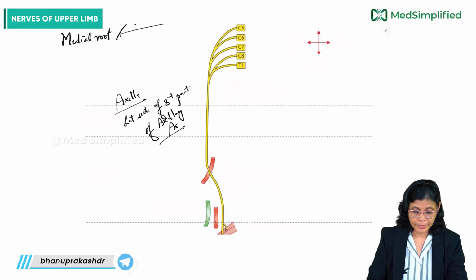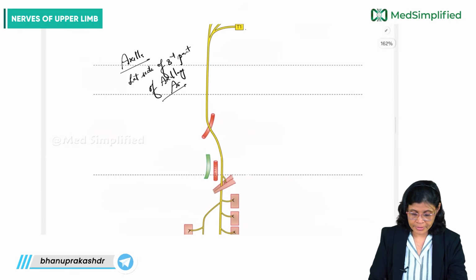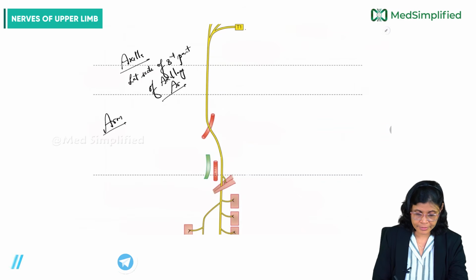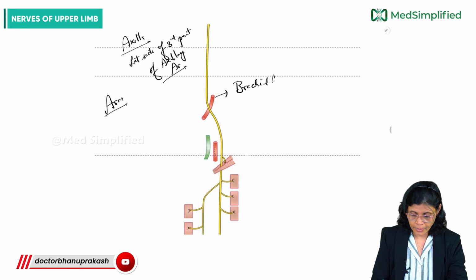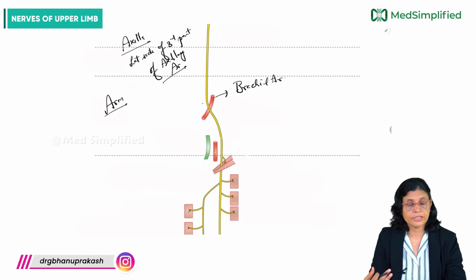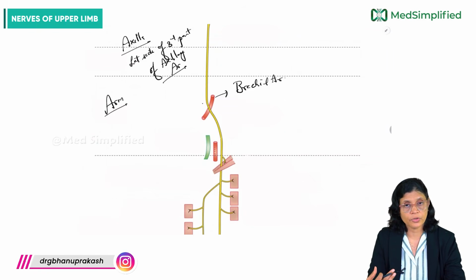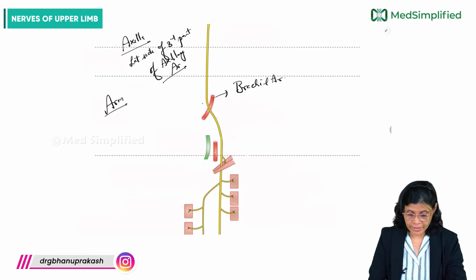and then it enters the arm at the lower border of the teres major muscle. So in the arm, the median nerve lies lateral to the brachial artery. This is the brachial artery. So first it lies lateral to the brachial artery, then crosses in front of the artery from the lateral to the medial side, and that is at the mid-humerus level, at the level of the insertion of the coracobrachialis.